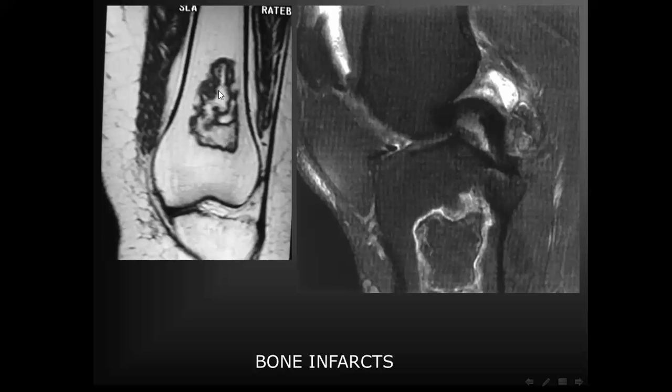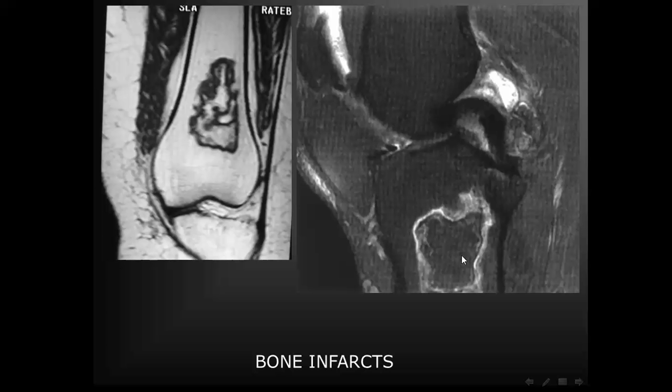This is the appearance of the serpiginous pattern of bone infarcts, and bone infarcts could be due to Caisson disease, or those diving and suddenly getting out from water may result in nitrogen vacuoles within the vessels, causing bone infarcts like this.